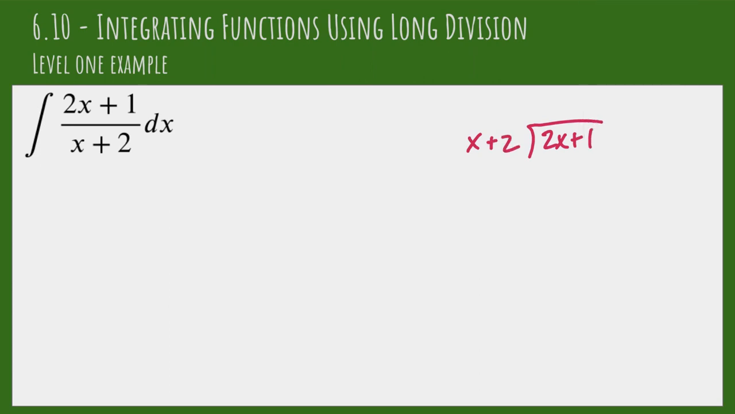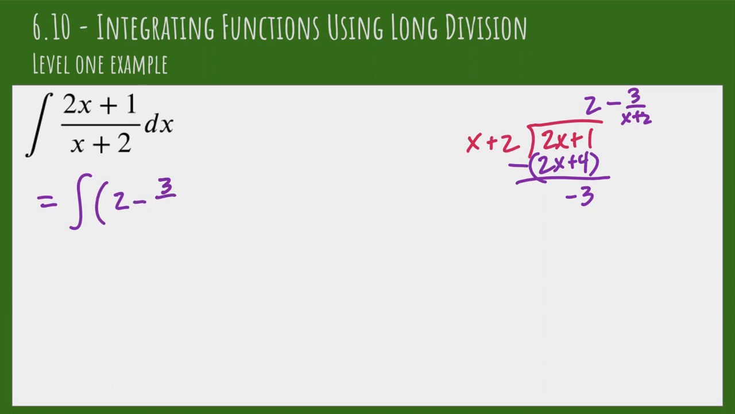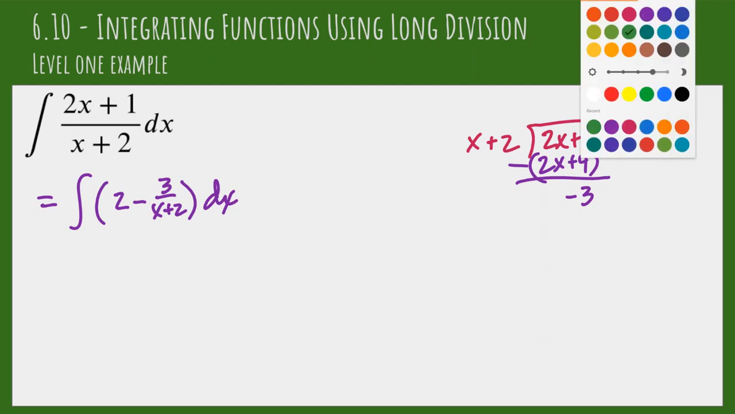And it's going to be a pretty quick one. So x goes into 2x 2 times. 2 times x plus 2 is 2x plus 4. And we subtract and we get negative 3. So it's going to be 2 minus 3 over x plus 2. And what that allows us to do is then rewrite this integrand as 2 minus 3 over x plus 2. And that we can evaluate term by term.